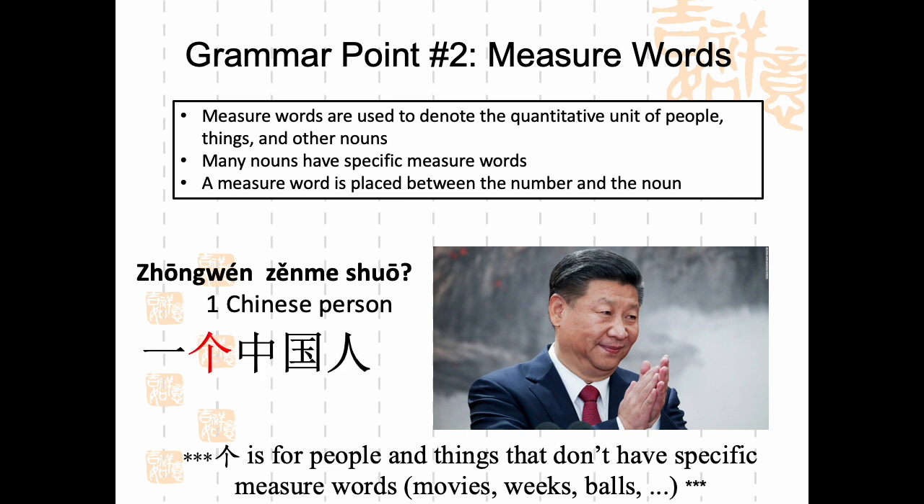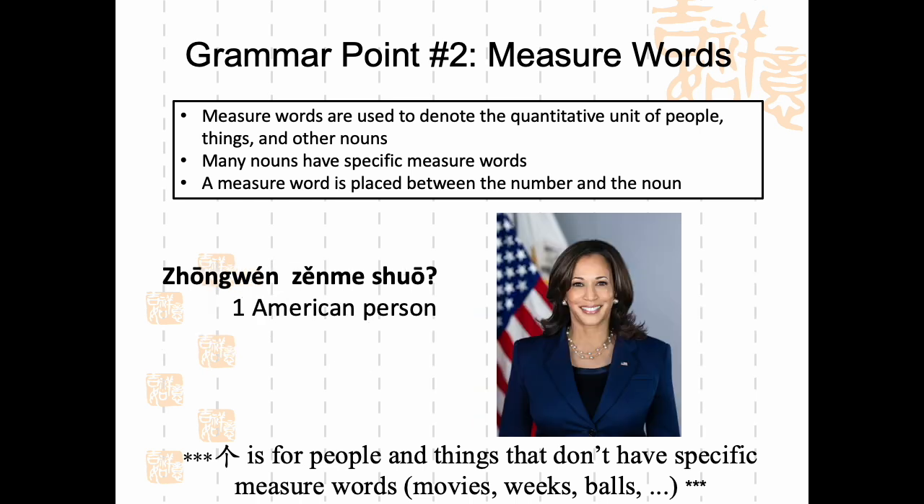一个中国人。So again, we're adding the measure word between the number and the noun. 中文怎么说 one American person? 一个美国人。So 个, as I mentioned earlier, is the most important measure word. It is what I like to refer to as the default measure word.